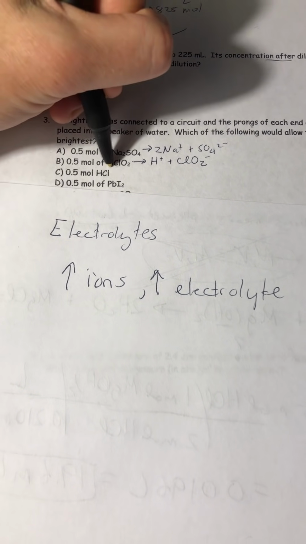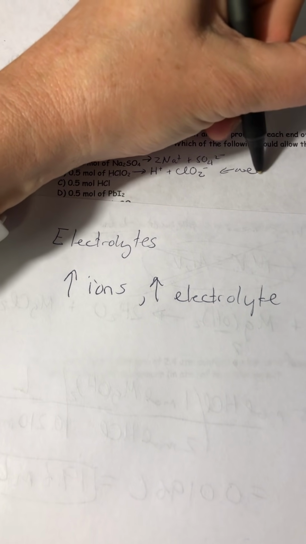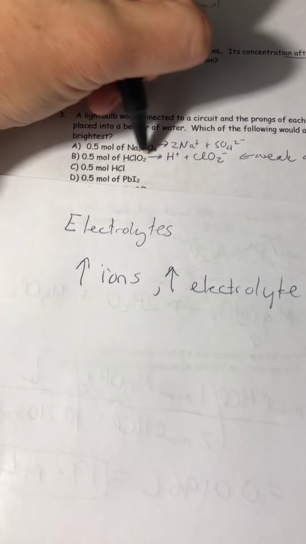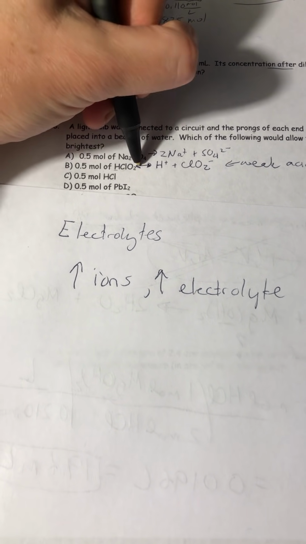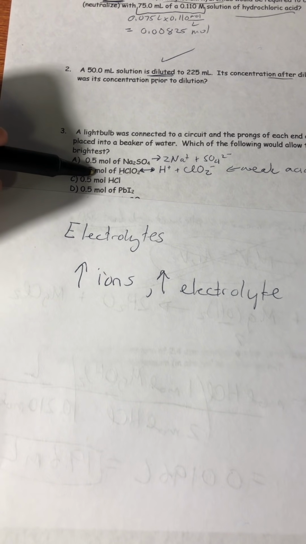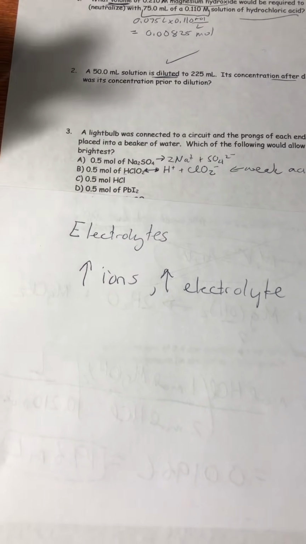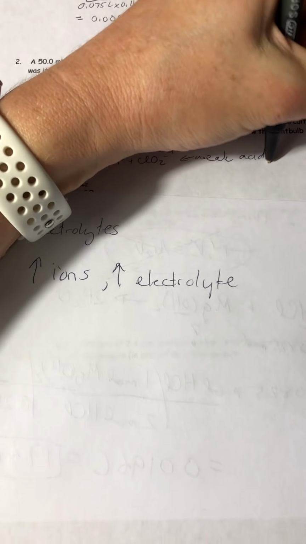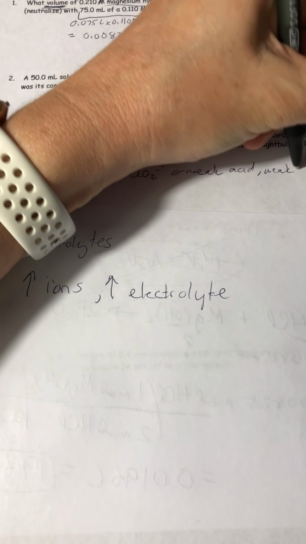However, it's important to note that this is a weak acid, meaning it's going to have a double arrow. It's going to go this way, but also that way. So if you put 0.5 moles in solution, not all of it gets dissolved. So it's a weak acid. That makes it a weak electrolyte.